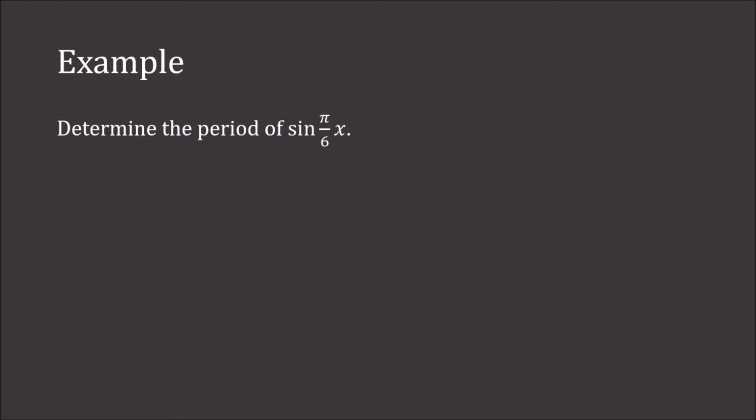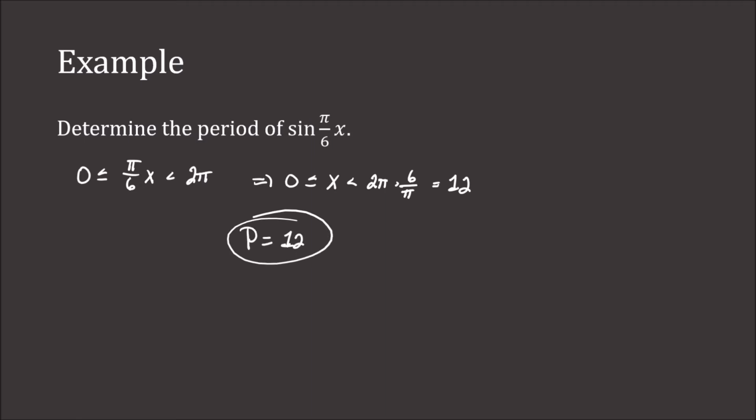So to see this, let's determine the period of sine of pi over 6 x. What we have to have is 0 less than or equal to pi over 6 times x, which is less than 2 pi. So we can divide by pi over 6, or multiply by 6 over pi, and we get 0 is less than or equal to x, which is less than 2 pi times 6 over pi, which is simply 12. So the period is 12.